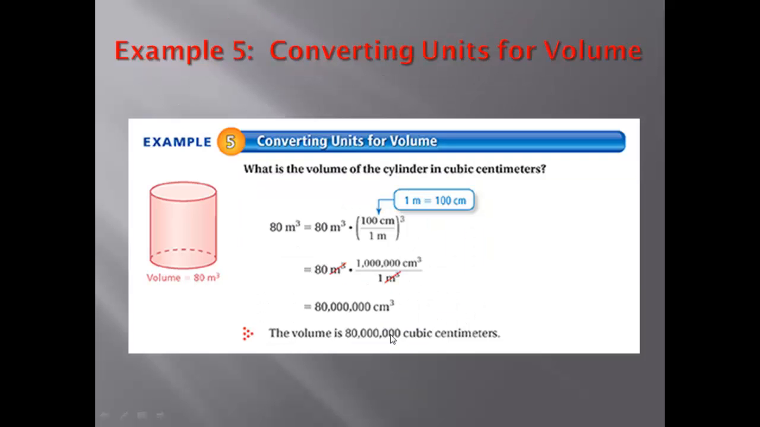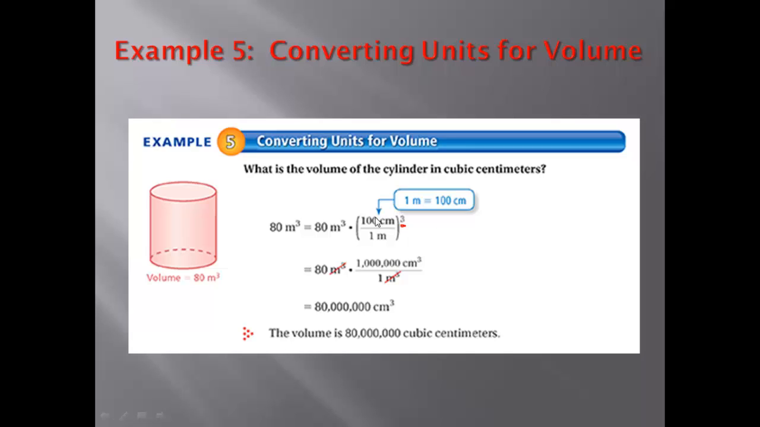For my fifth example, I'm converting units for volume. What is the volume of the cylinder in cubic centimeters? So first I look at the cylinder and see the volume is 80 cubic meters. I'm converting cubic meters to cubic centimeters. My conversion factor is 1 meter is equal to 100 centimeters. Since I need to do volume, I'm going to cube my conversion factor.